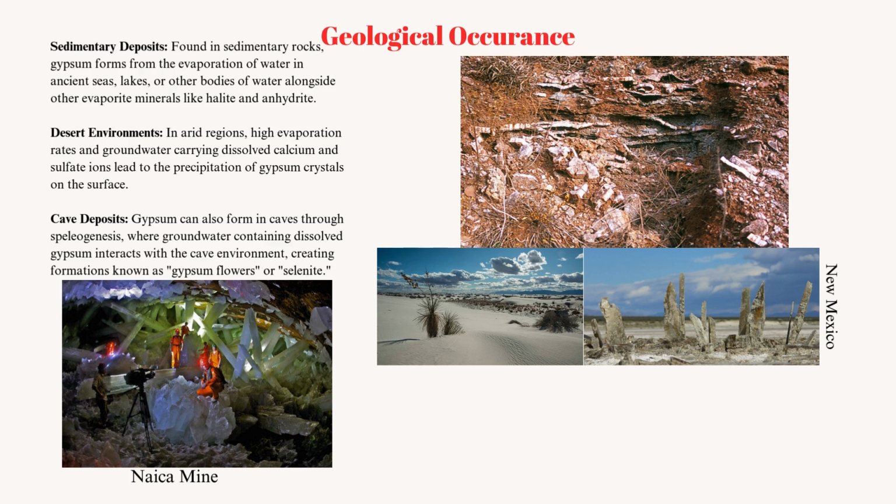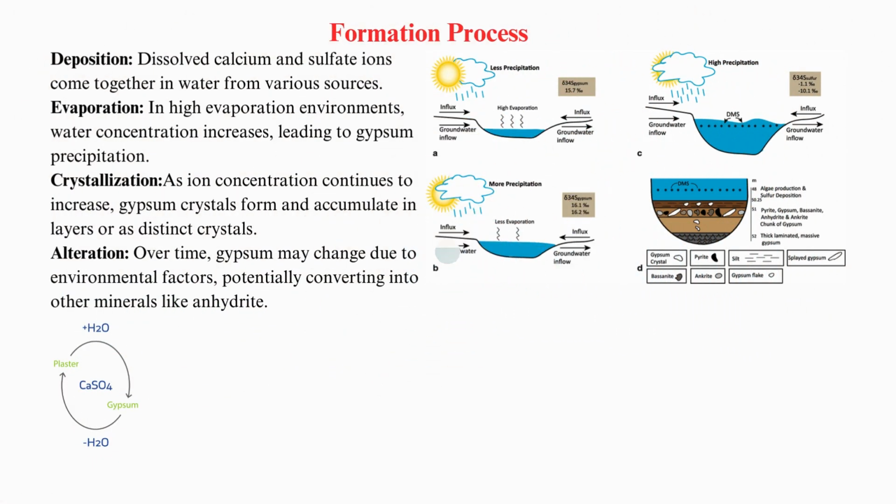Sedimentary deposits. Found in sedimentary rocks, gypsum forms from the evaporation of water in ancient seas, lakes, or other bodies of water alongside other evaporite minerals like halite and anhydrite. Desert environments. In arid regions, high evaporation rates and groundwater carrying dissolved calcium and sulfate ions lead to the precipitation of gypsum crystals on the surface. Cave deposits. Gypsum can also form in caves through speleogenesis, where groundwater containing dissolved gypsum interacts with the cave environment, creating formations known as gypsum flowers or selenite.